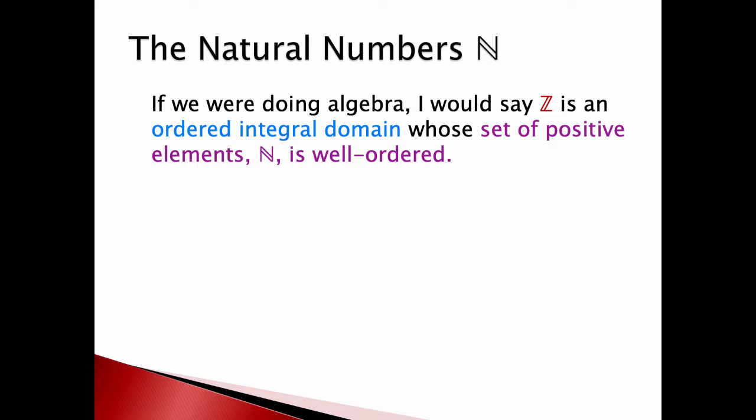So if we were doing algebra, which thank goodness we're not, then I would say something like, the integers are a free abelian group on one generator. And then another way you could say that is that they're an ordered integral domain whose set of positive elements is well ordered.